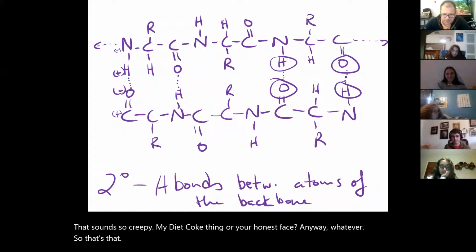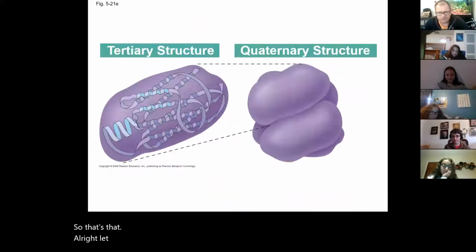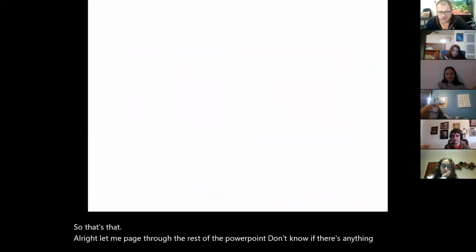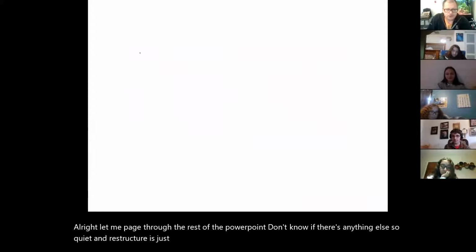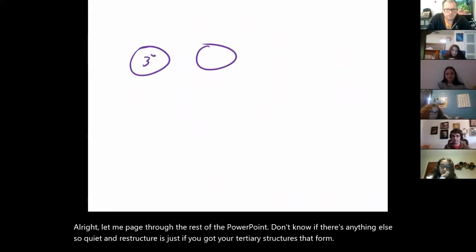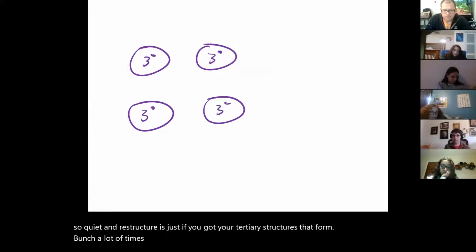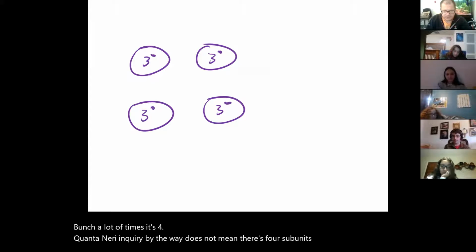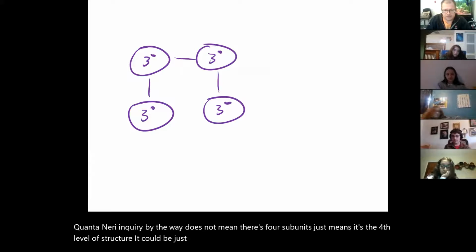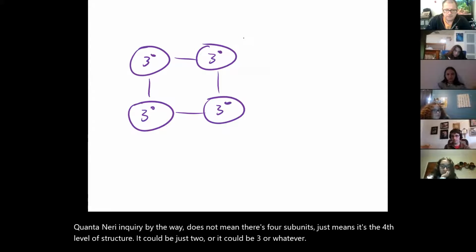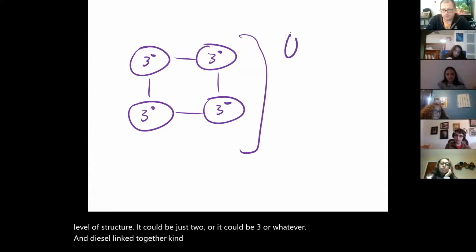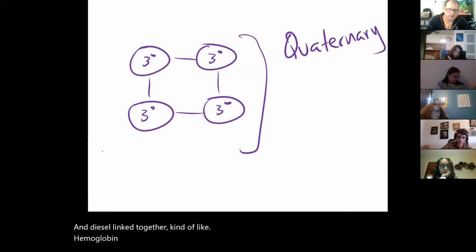All right, let me page through the rest of the PowerPoint. I don't know if there's anything else. So quaternary structure is just, you know, if you got your tertiary structures that form, a lot of times it's 4. Quaternary, by the way, does not mean there's 4 subunits, just means it's the 4th level of structure. It could be just 2, or it could be 3, or whatever. And these will link together, kind of like hemoglobin. All right, cool. And we practiced this with that group activity we did last week.